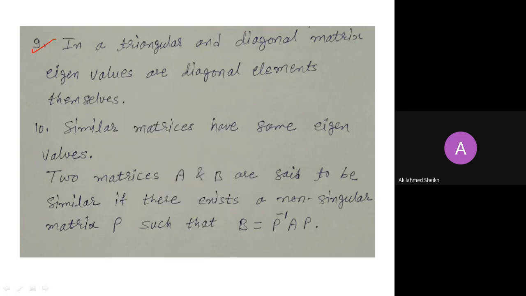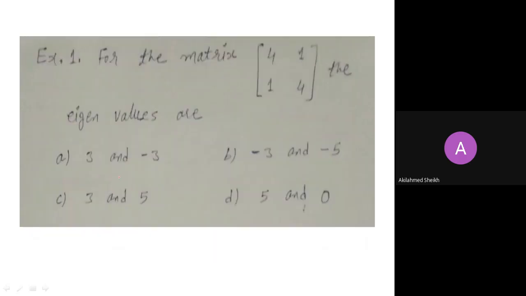Next, similar matrices have same eigenvalues. Two matrices, say matrix A and B, are said to be similar if there exists a non-singular matrix P such that B equals P inverse AP. Now, we discuss here some examples depending on these properties and definitions.